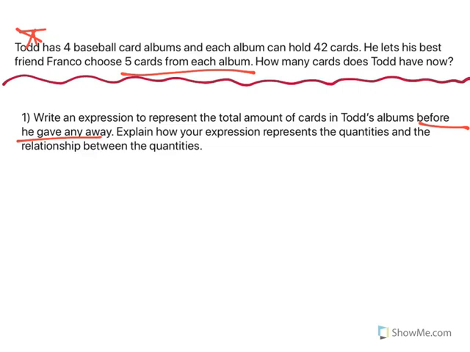So again, very similar to the example that we just went through. The way that we found the total amount of eggs the cook started off with, we started with the number of dozens he had, and then we multiplied that by the amount in a dozen. So similarly, he has 4 card albums, and they each can hold 42 cards.